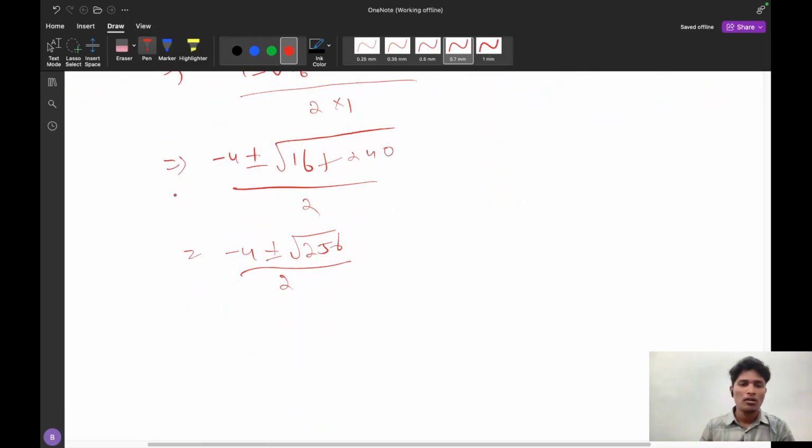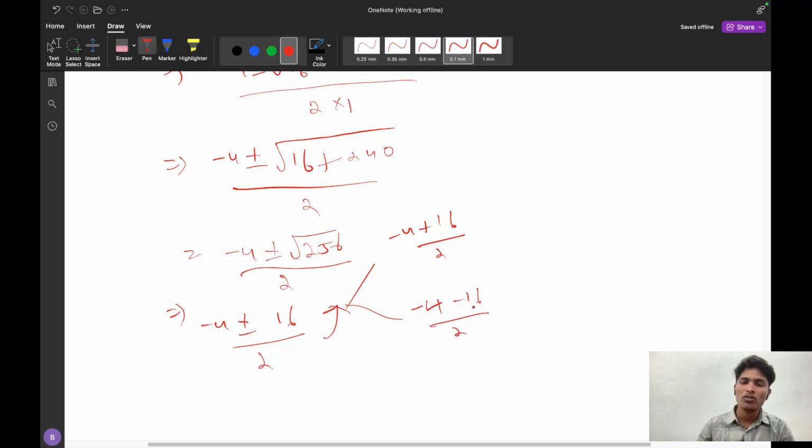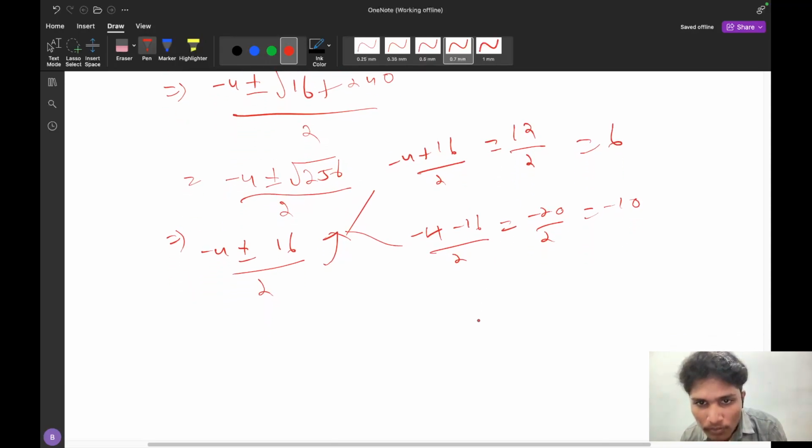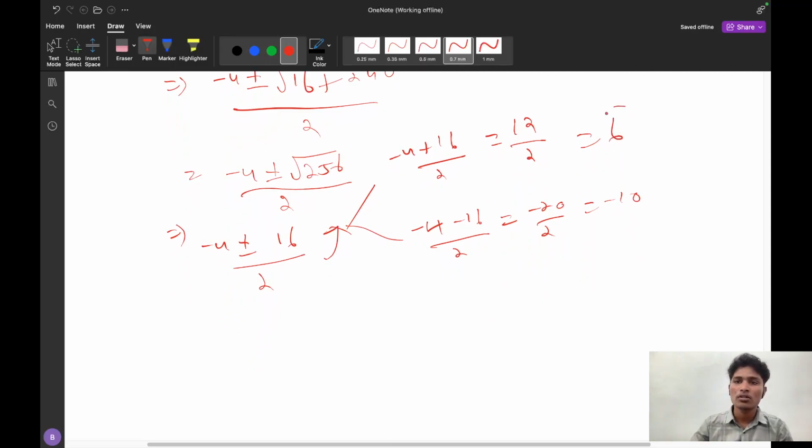Yes. Now minus 4 plus or minus, what is root 256? It is 16 divided by 2. Now there are two values here. What are the two values? Minus 4 plus 16 by 2 is one value, and minus 4 minus 16 by 2 is another value. So minus 4 plus 16 is 12 by 2, and here it is minus 20 by 2. Here I got 6 and here I got minus 10. Yes, these two are the values.